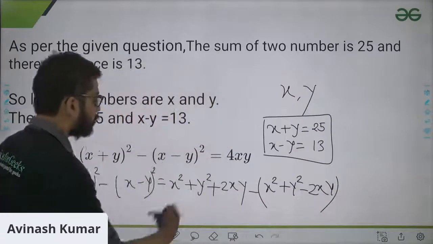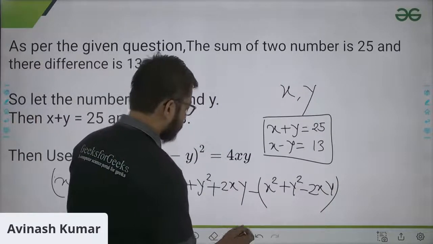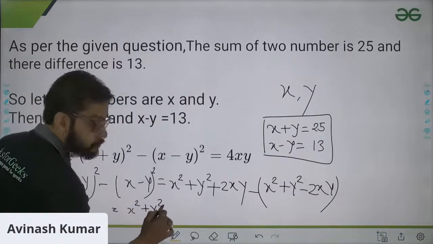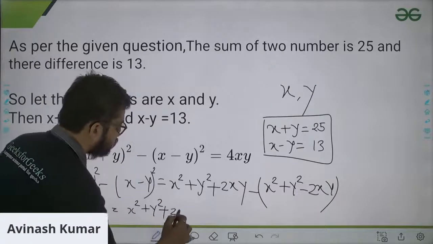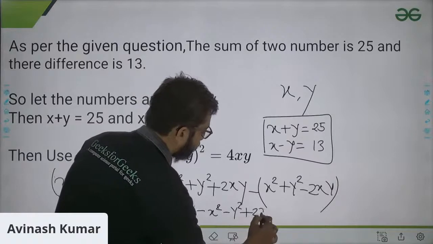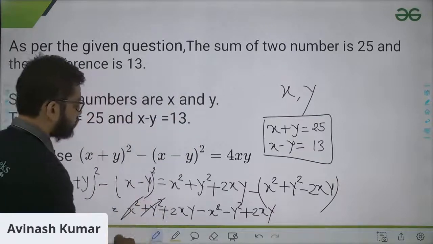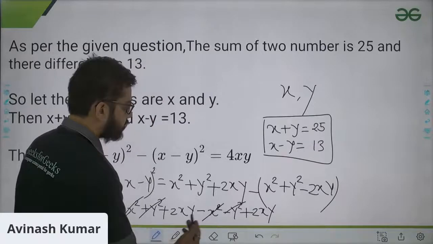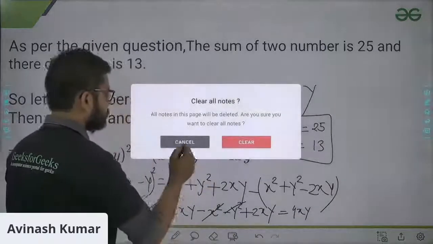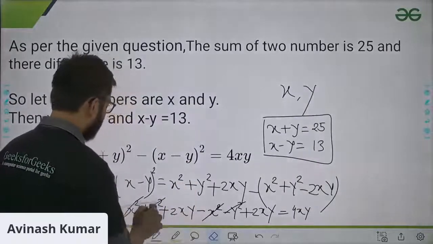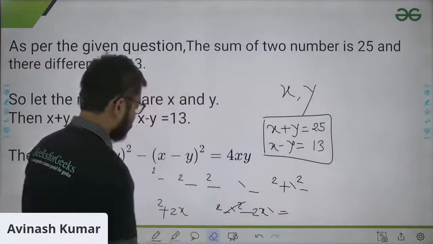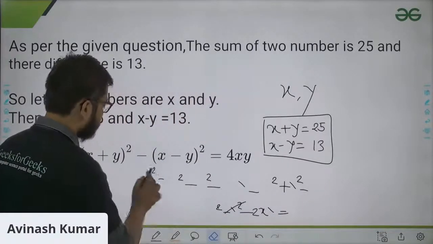Now I'm going to open the bracket. Once I remove the bracket, the formula converts to x square plus y square plus 2xy minus x square minus y square plus 2xy. As you can see, x square and y square cancel out, and 2xy plus 2xy will give you 4xy. So this is basically 4xy.